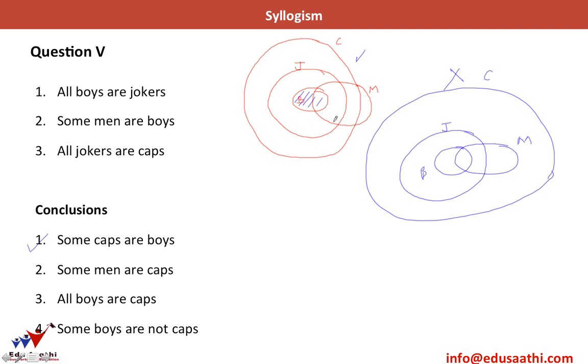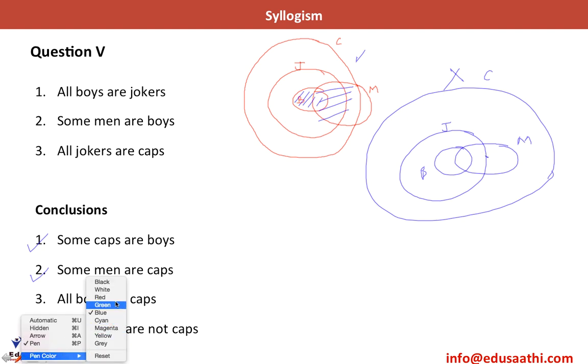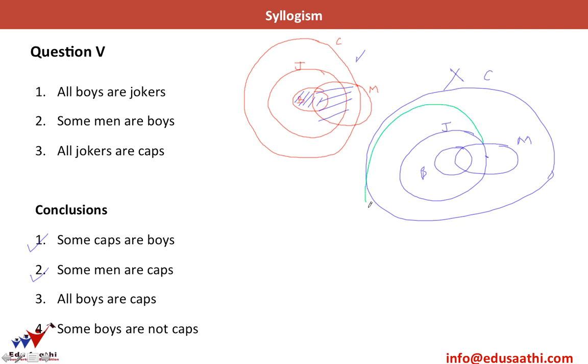Some men are caps. Obviously, all the caps which are in this area are also men, so some men are also caps. Even if you drew the cap circle something like this, I'll change the ink color again to show more clarity. Let's say green. So you drew the cap circle something like this and not the other one, just touching the joker circle cap. Even then some men would be caps, because everything that lies here is men as well as caps.